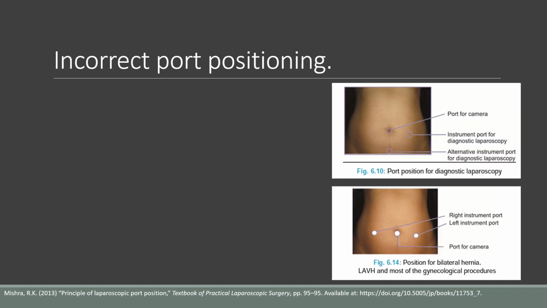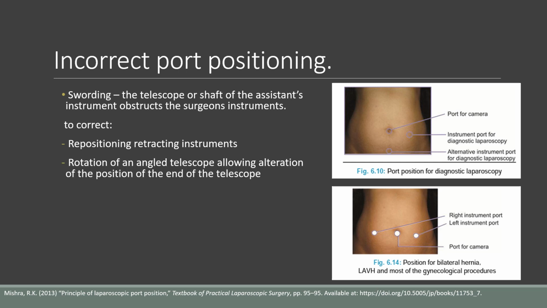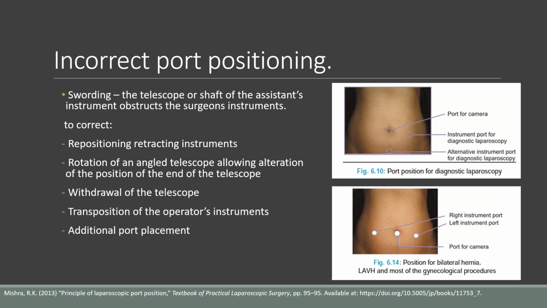Obviously, there are instances where you can get incorrect port positioning, and in those cases we can get something called swording. Swording is basically when the telescope or shaft of the assistant's instrument obstructs the surgeon's instrument. There are a number of things you can do to correct this. For example, repositioning retracting instruments, rotation of an angled telescope, allowing alteration of the position of the end of the telescope, withdrawal of the telescope, transposition of the operator's instruments, putting in additional ports, or changing the instruments to a different port.